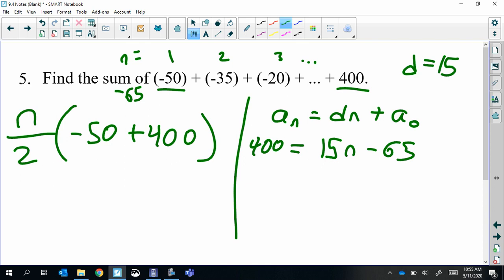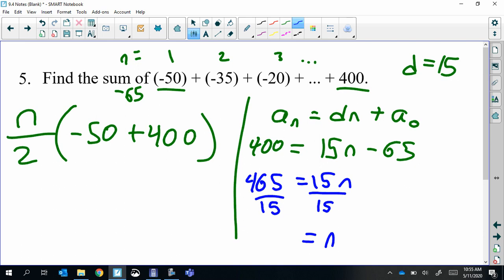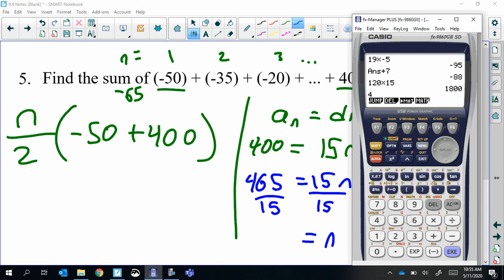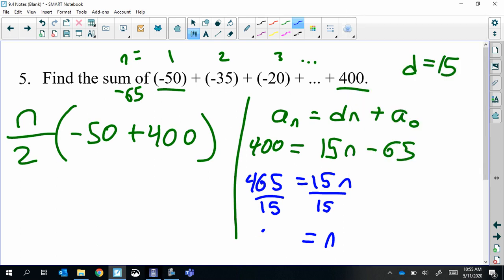So now this is just a one-step Algebra 1 equation. Add the 65 over, and then divide by 15. You get 31. So that's n. We know d, we already knew a1 and a30, all of that stuff, or a31, I guess. So n is 31. So we just put a 31 there. So that's 31 over 2 times 350.